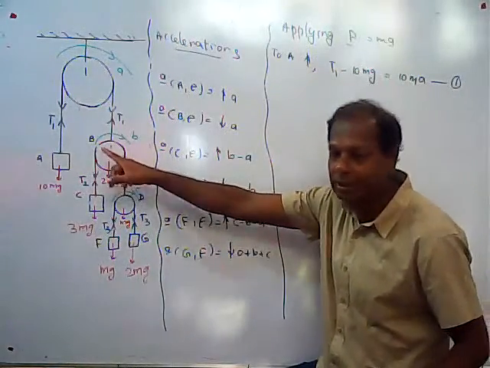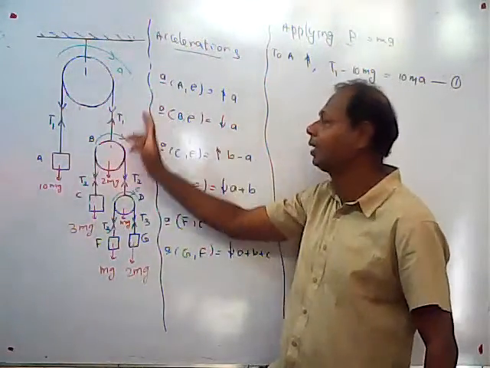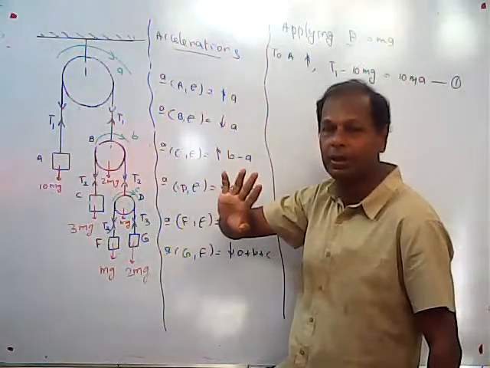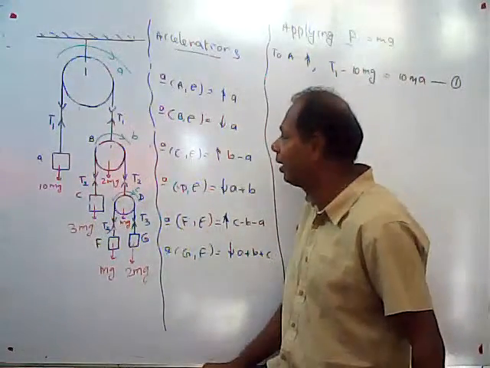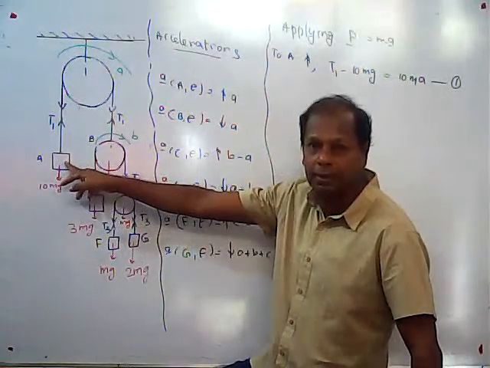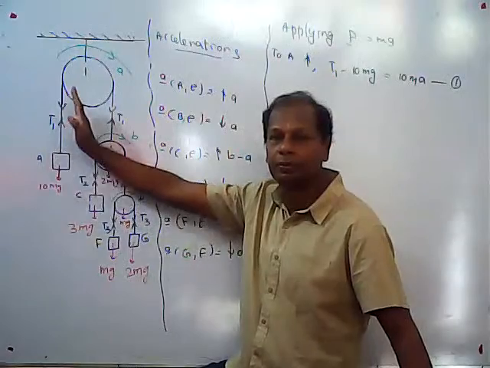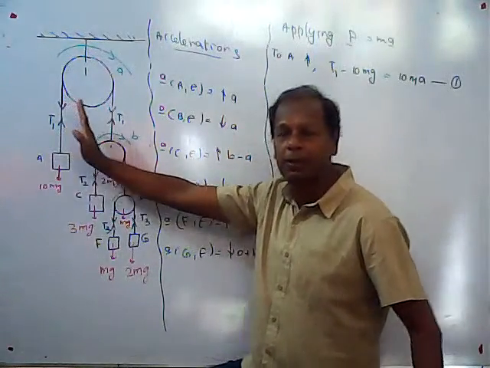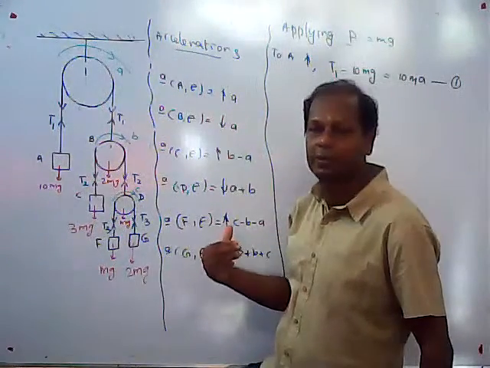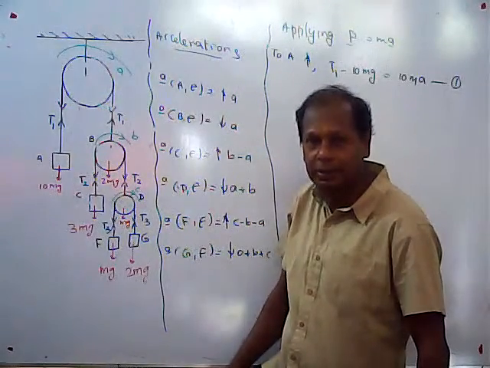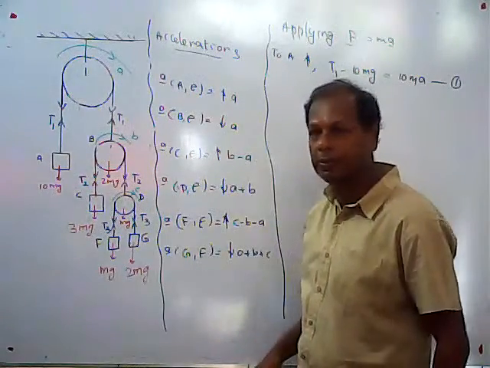Then you go to B. I told you if you apply to one side of a rope, then immediately go to the other side of the rope, for simplicity. I applied for A, and now I go to the other side of the rope, which is B. If I apply upwards at one end of the rope, then you go to the other side and apply in the opposite direction. So finally, you will get a system of equations which can be solved easily. So I go to B and apply downwards.